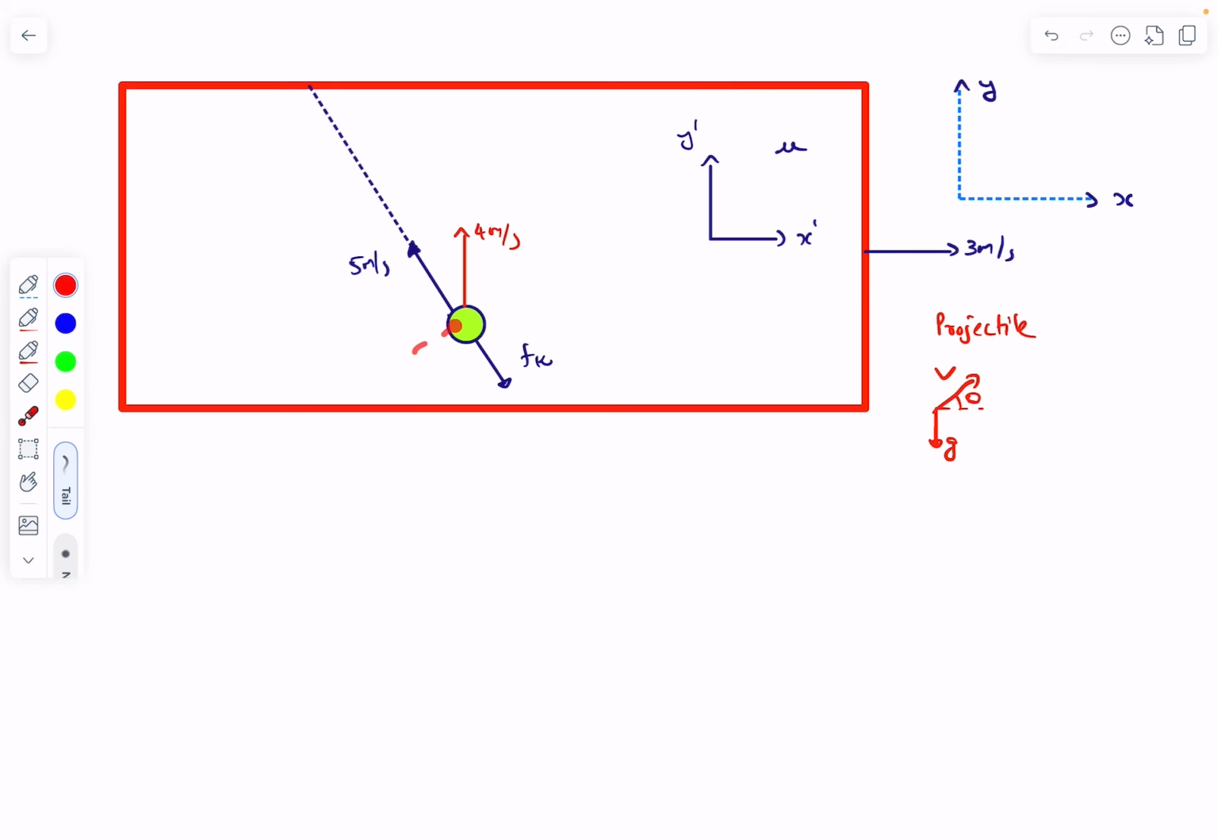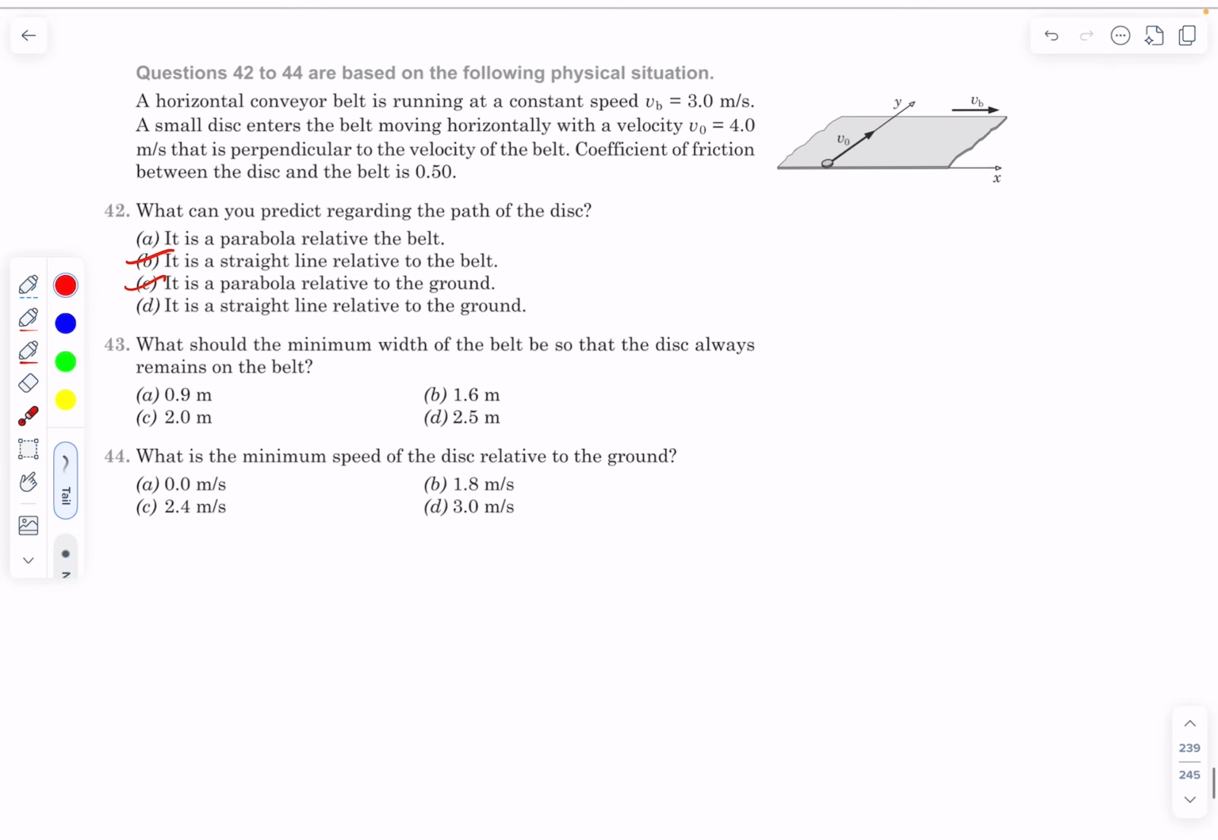So basically imagine this Fk as gravity and this as the velocity of projection. So it'll move something like this, right, in a parabolic fashion. So yeah, that's a little bit about trajectory. So the answer will be B and C.